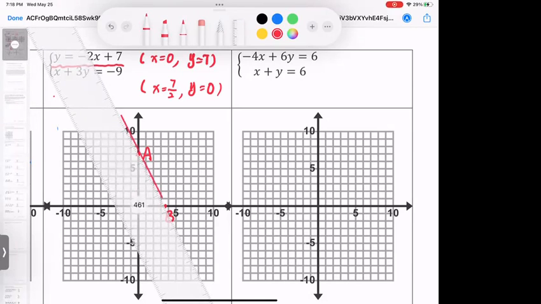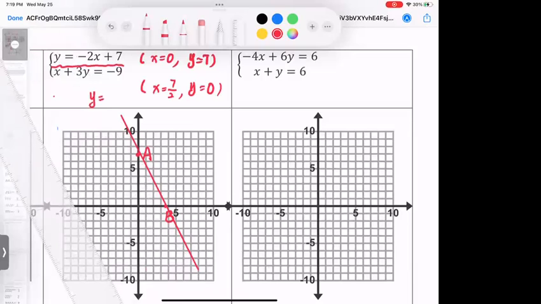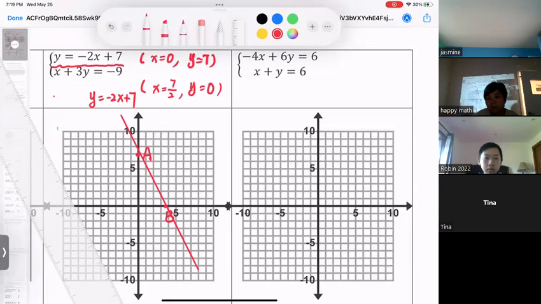Do you need a ruler, everyone? Do you have a ruler? So in here, connecting A with B, we get the linear function y is -2x plus 7, right? And Robin, did you agree with that? You got the same answer?